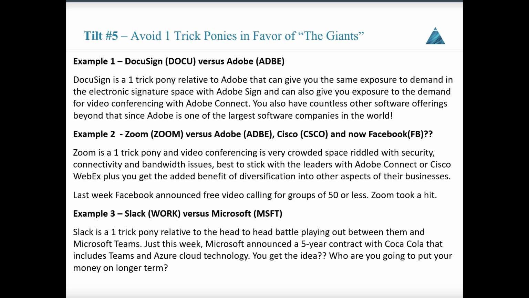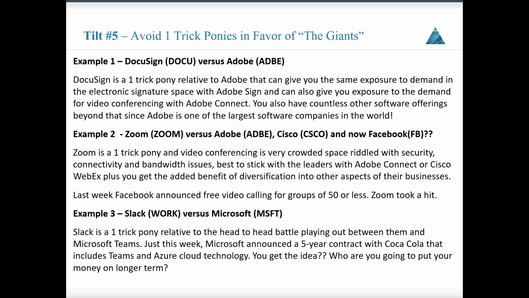Same thing with Zoom, right? So Zoom is a one-trick pony, video conferencing, but guess what? Adobe has Adobe Connect, Cisco has WebEx, and now we got Facebook doing free video conferencing for groups of less than 50, okay? Just be careful. Slack versus Microsoft. These guys are literally locked in a head-to-head battle. Anybody that doesn't believe me, just lift the hood and take a look. And again, this is that 5-year agreement that I just spoke of with Coca-Cola. You got to decide who you're going to put your money on longer term.